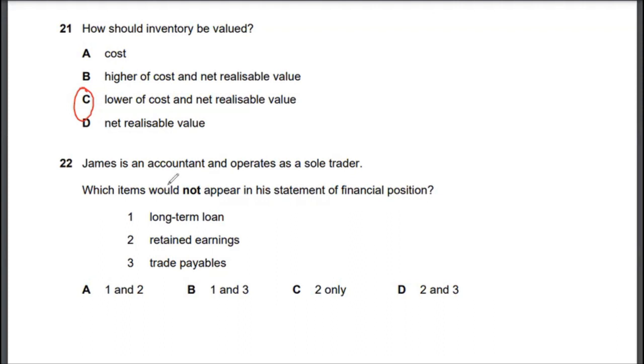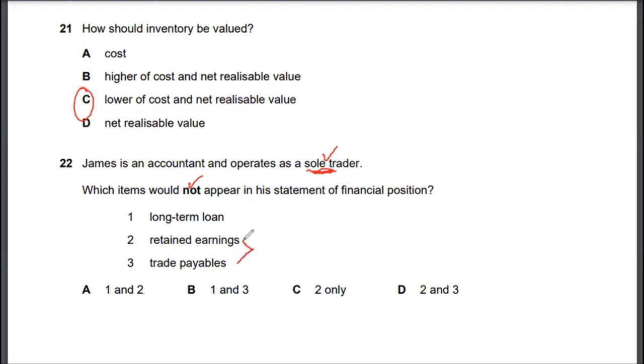Let's look at multiple choice 22. James is an accountant and operates as a sole trader. So the key thing here is he's operating as a sole trader. Which items would not appear in his statement of financial position? So a long-term loan, most likely he would have one, is going to appear on the statement of financial position for him.